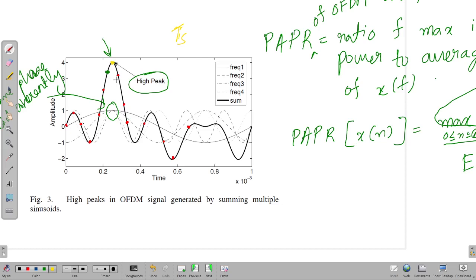According to Nyquist rate, I need only n sample points. In those sample points, this point is not considered. This peak value is not considered. In that case, how will I know?